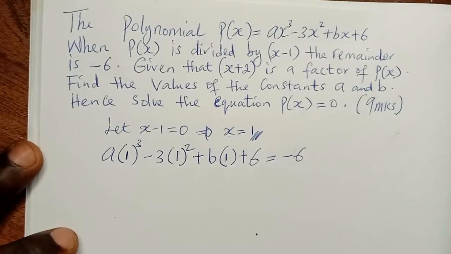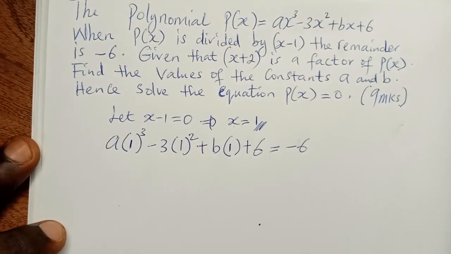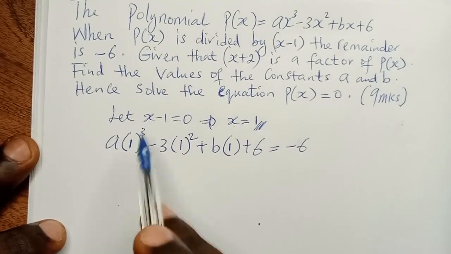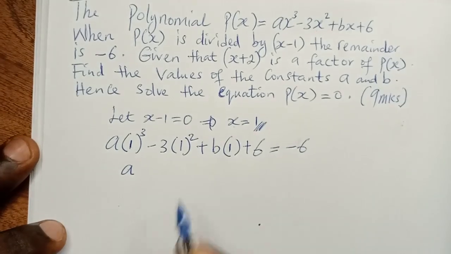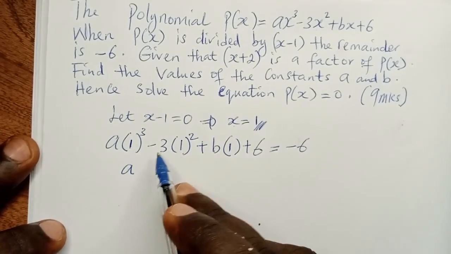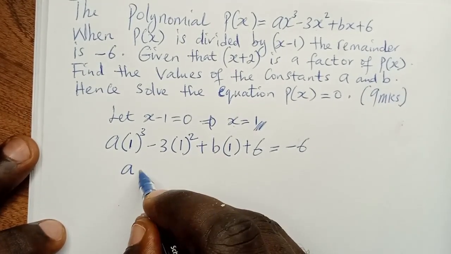Now, let's look at this expression, what we are going to have. So 1 cubed is 1. A times 1 is going to give us a. 1 squared is 1. Minus 3 times 1 is going to give us minus 3.